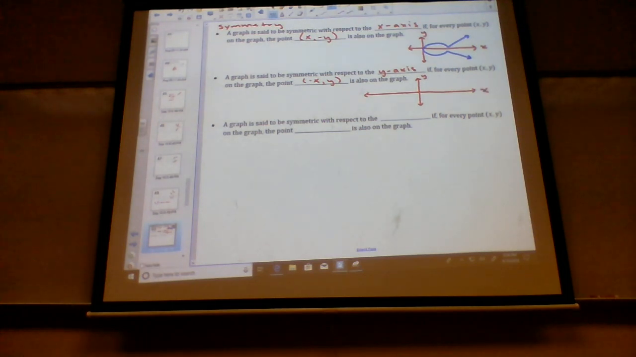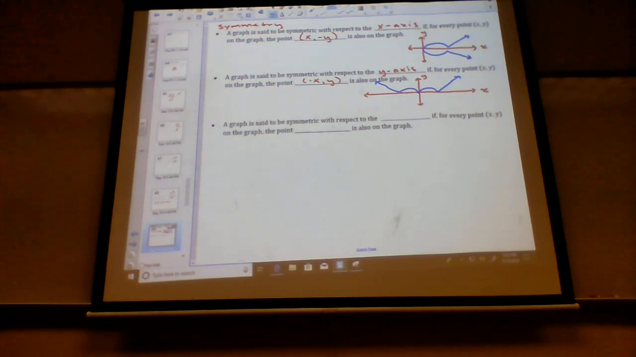So remember, symmetric with respect to the x-axis meant you could fold it over the x-axis. So symmetric with respect to the y-axis means that you can fold it over the y-axis. So if you had something like this, and it was identical on the other side of the y-axis, that would be symmetric with respect to the y-axis. So it's very simple. If you can fold it over the x-axis, it's symmetric with respect to the x-axis. If you can fold it over the y-axis, it's symmetric with respect to the y-axis. So let's do the last one.